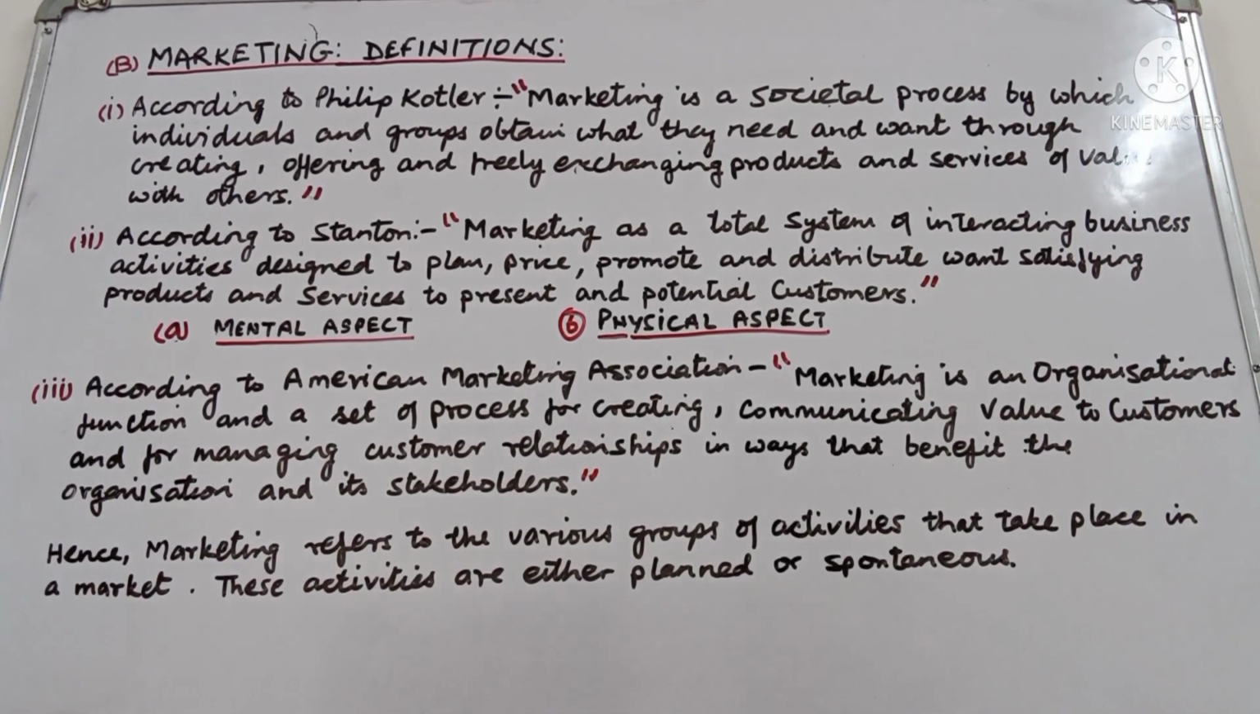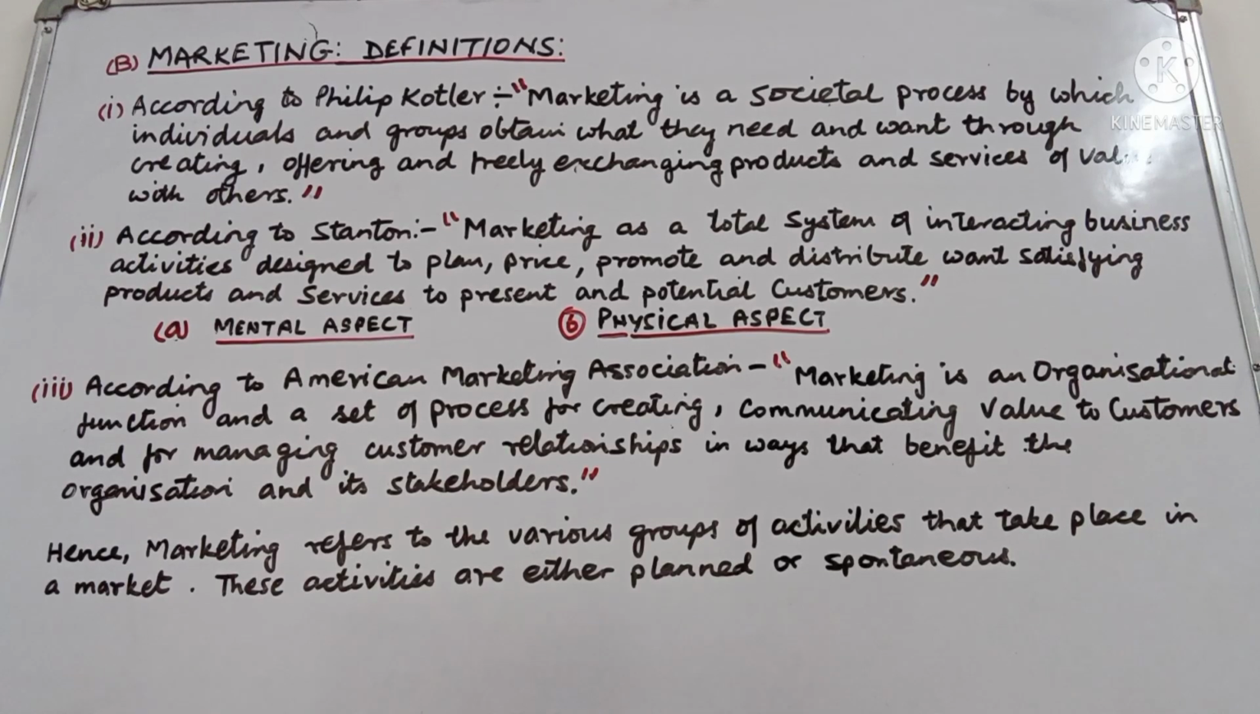And the third definition is, according to the American Marketing Association, marketing is an organizational function. In Principles of Management, we have studied what an organization is. That is where the work has been divided and subdivided. So marketing is an organizational function and a set of processes, various activities for creating, that is developing a product, and communicating value to customers. Communicating means the customer should know who is manufacturing the product, what kind of product, and at what price.